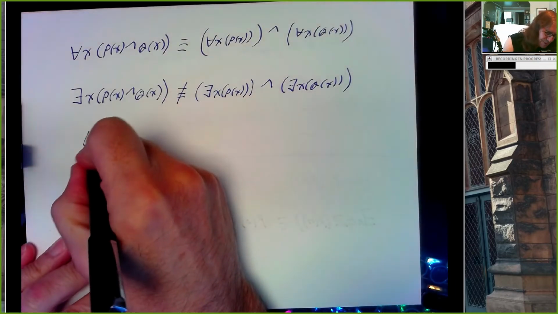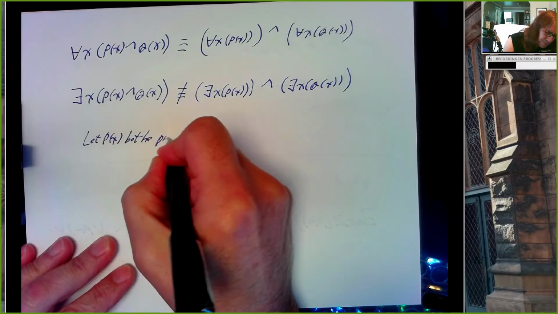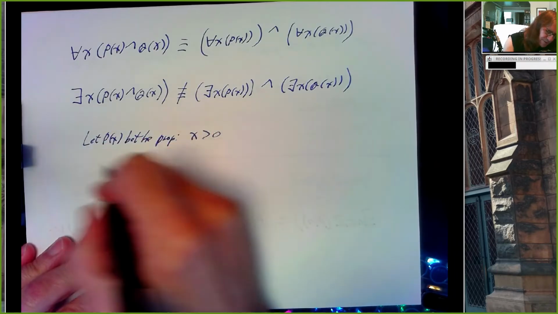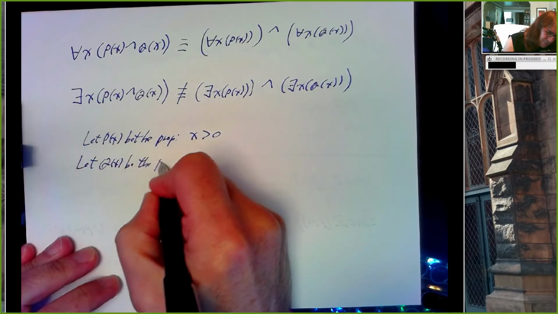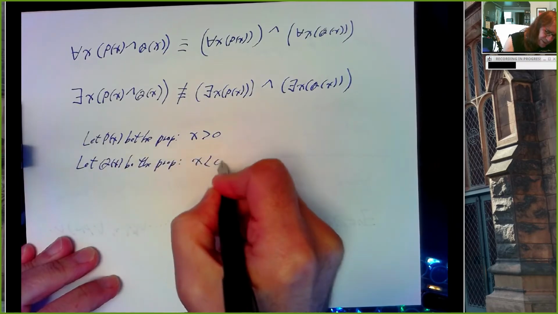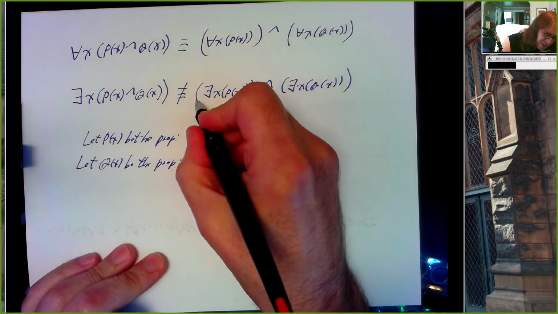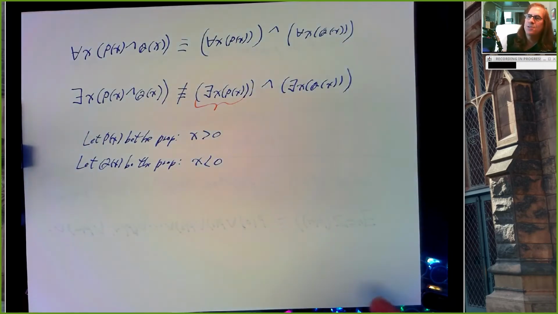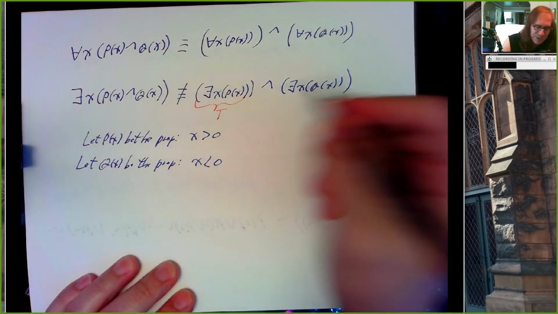So for example, let p of x be the proposition x is bigger than 0. Let q of x be the proposition x is less than 0. Alright. Does there exist an x such that x is bigger than 0? True or false? There exists an x such that x is bigger than 0. That's true. We're working over integers.